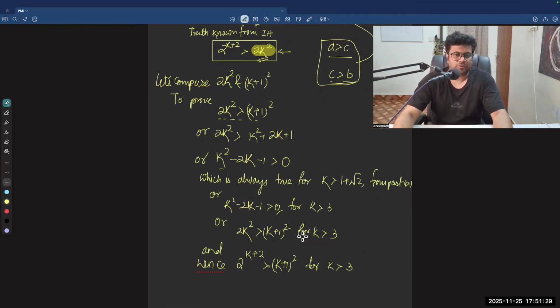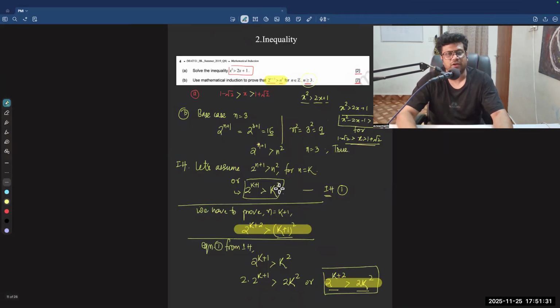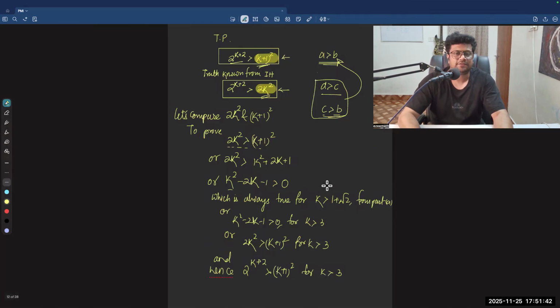And now you conclude, you tell them, like you did in the first video, base case was correct. Assumed it's true for n equal to k. This also comes out to be true. So it should be true for all n greater than or equal to 3. That's how you do it.